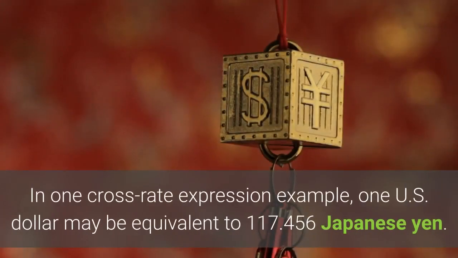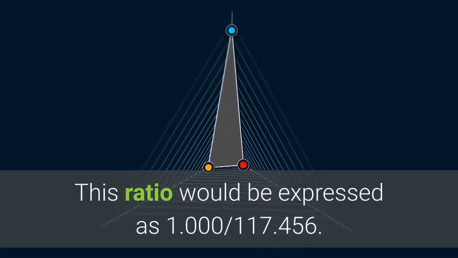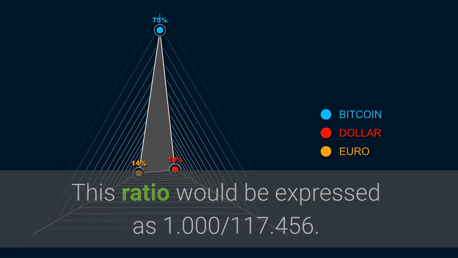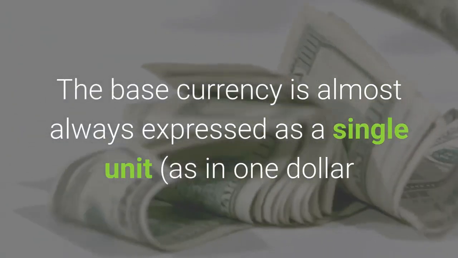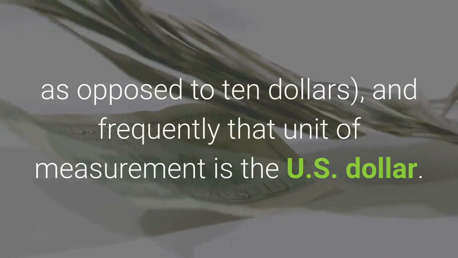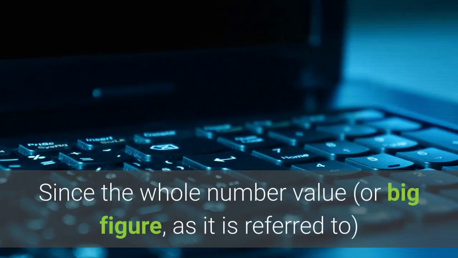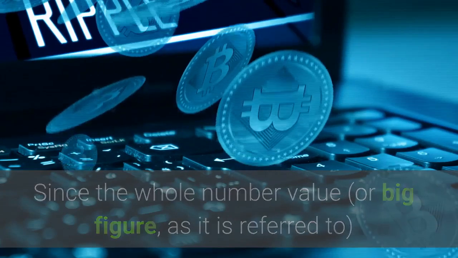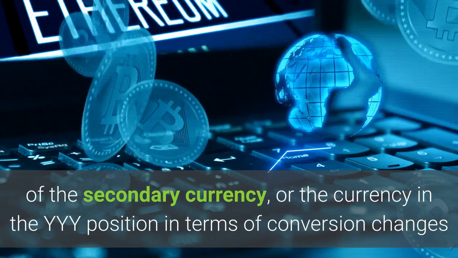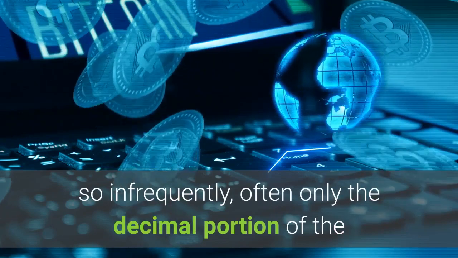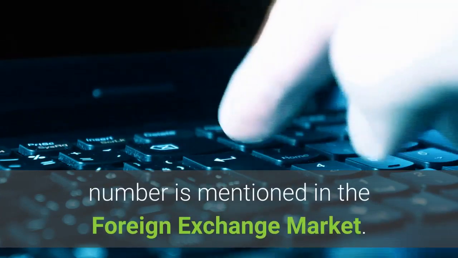In one cross-rate expression example, $1 may be equivalent to 117.456 Japanese yen. This ratio would be expressed as 1.000/117.456. The base currency is almost always expressed as a single unit, as in $1 as opposed to $10, and frequently that unit of measurement is the US dollar. Since the whole number value, or big figure, as it is referred to, of the secondary currency, or the currency in the YYY position in terms of conversion, changes so infrequently, often only the decimal portion of the number is mentioned in the foreign exchange market.